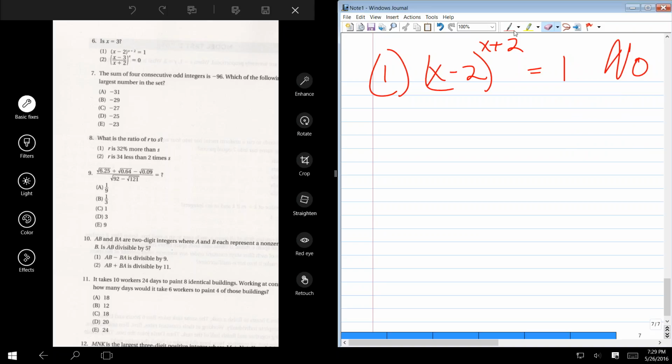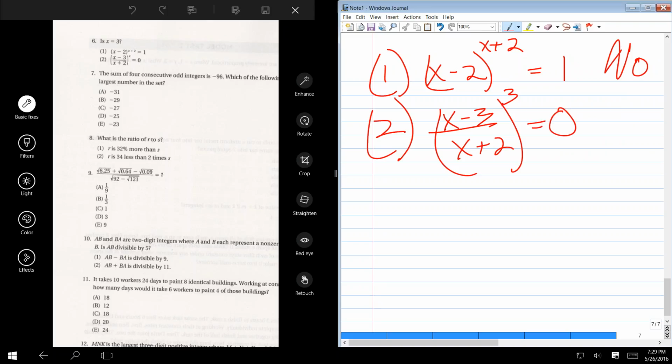Now we look at the second one, which is (x minus 3) over (x plus 2), to the third, equals 0. And clearly x equal to 3 works on this one also, because we would have a 0 in the numerator, and 0 to any power is 0. So x equal 3 works for this, but can I find another number that works?